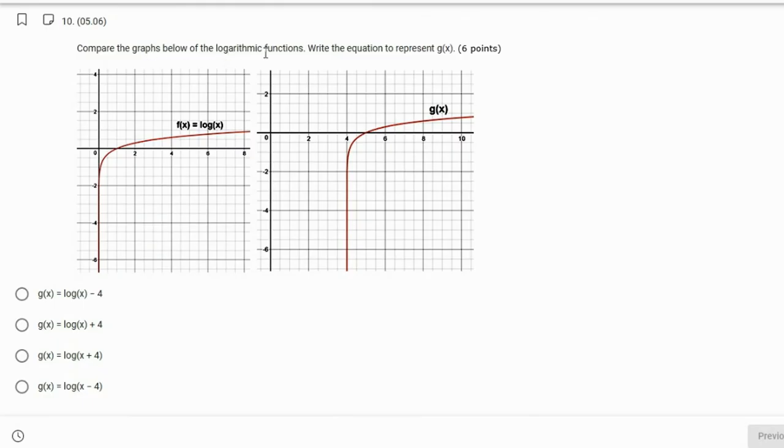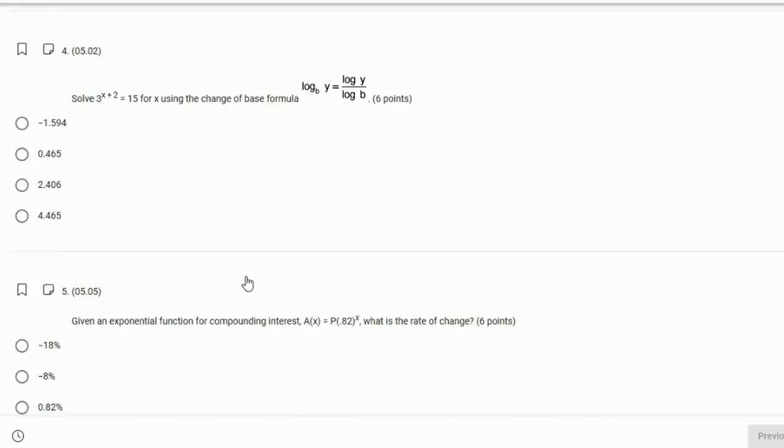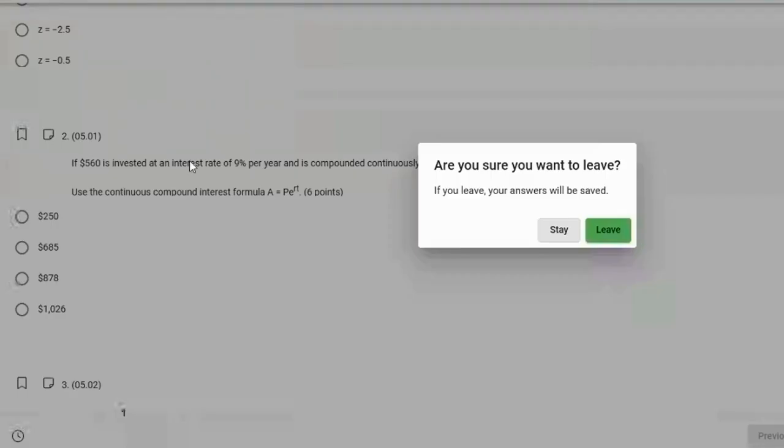Compare the graphs of these log functions. Write the equation to represent this one. It gave you the equation for this one. What would make this graph become this? Which one of these equations? And yes, you can use Desmos. You can open up a Desmos window and start graphing equations and see which works. That's fair game. All right, so that's part one.